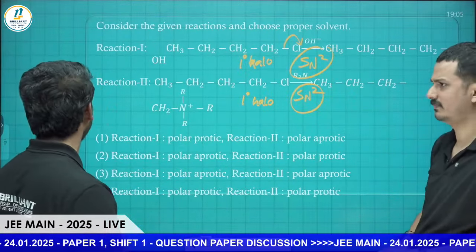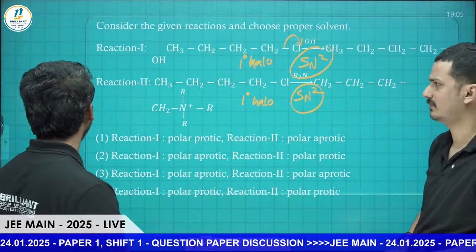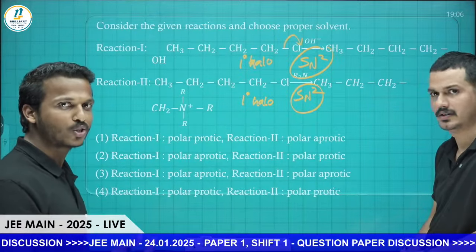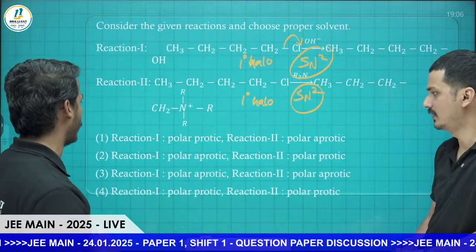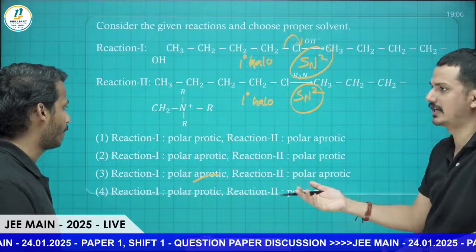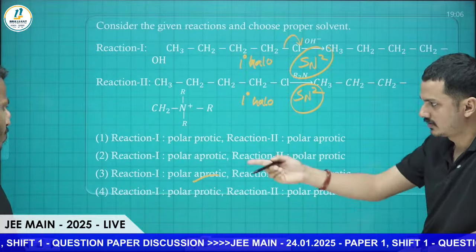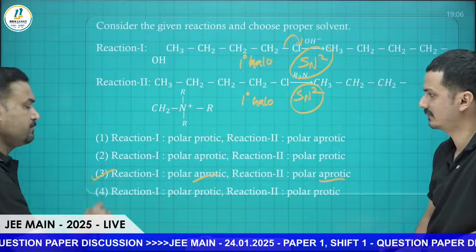SN2 reaction means we have to follow which solvent? Polar aprotic solvent. SN1 is polar protic solvent. SN2 should be polar aprotic solvent, because of steric hindrance. So both are polar aprotic solvent. So option 3 will come. The correct answer is option 3.